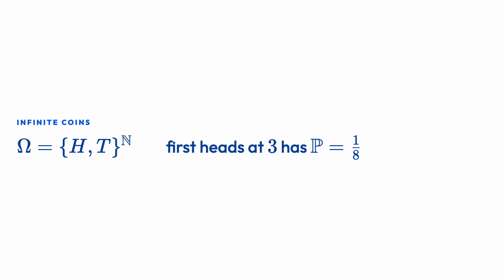Infinite coin tosses. Omega is every infinite sequence of heads and tails. The event first heads on toss 3 is a set of sequences. Its probability is 1/8. You never write a useful probability for one exact infinite sequence.